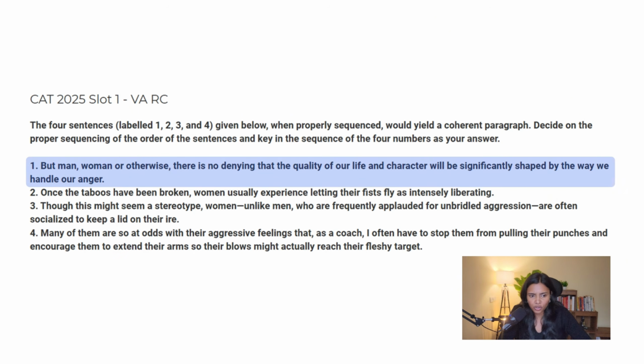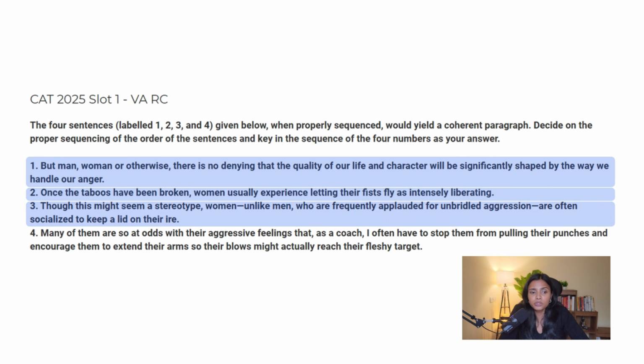But man, woman or otherwise, there is no denying that the quality of our life and character will be significantly shaped by the way we handle our anger. But is a continuation word. Very unlikely that this would be the opening sentence. Next sentence. Option 2. Once the taboos have been broken, women usually experience letting their fists fly as intensely liberating. Again, we have no idea what taboos are being talked about, and it does not feel like it could be a very starting broad idea.